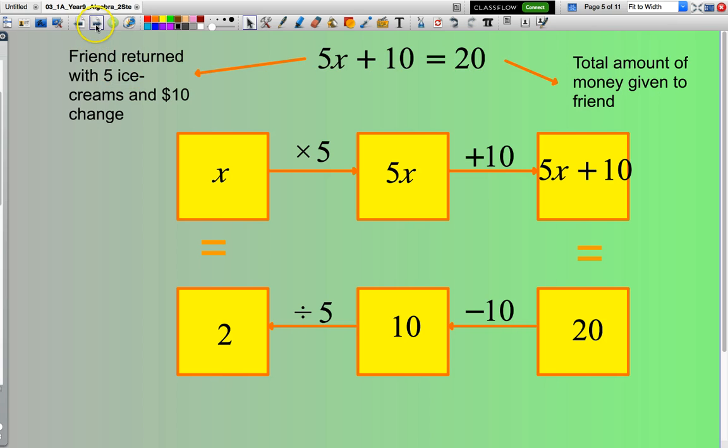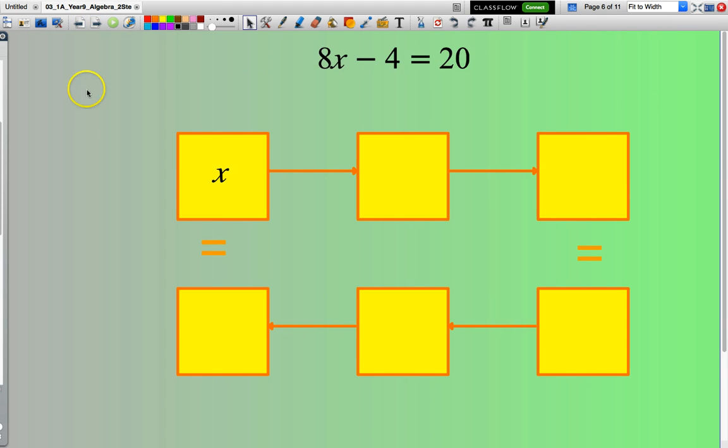All right, I've got just another couple more that I'm going to go through. Let's look at this situation here where I have 8x minus 4 equals 20. What am I trying to solve? I'm trying to solve for x. And let's have a look at the story of x. The first thing I do to x is I multiply it by 8. And after I multiply x by 8, I obtain 8x. Now, what's the next thing that I do to 8x? I subtract 4. And what will that give me? 8x minus 4.